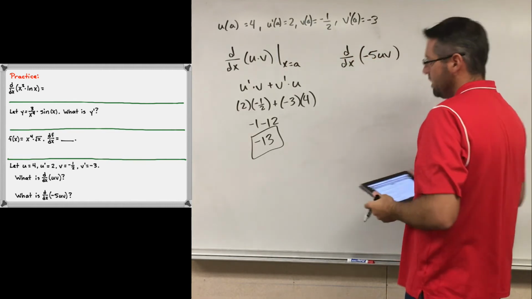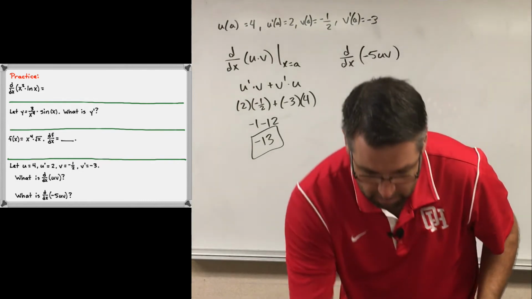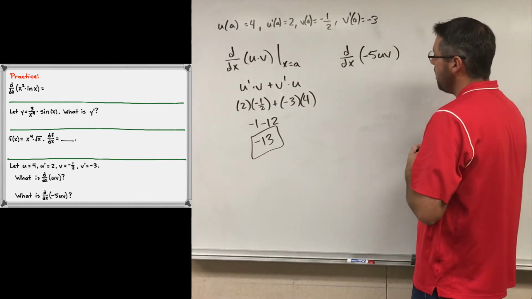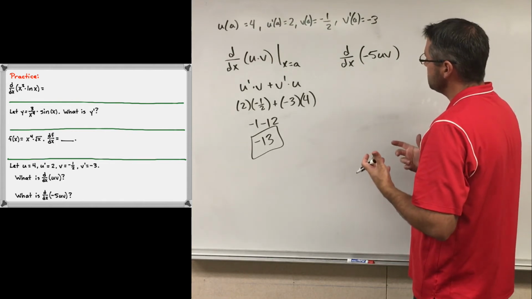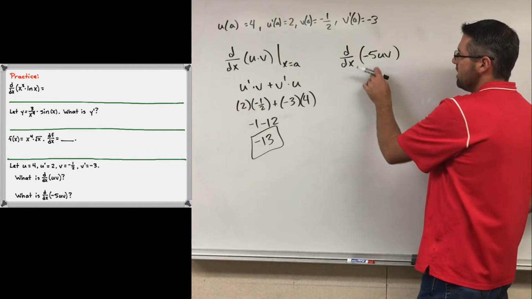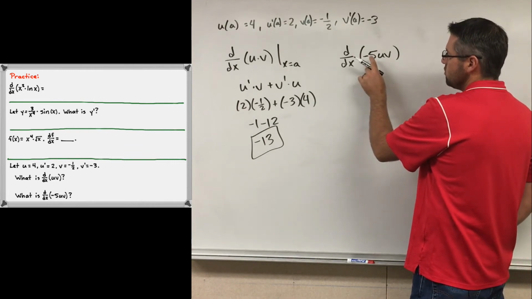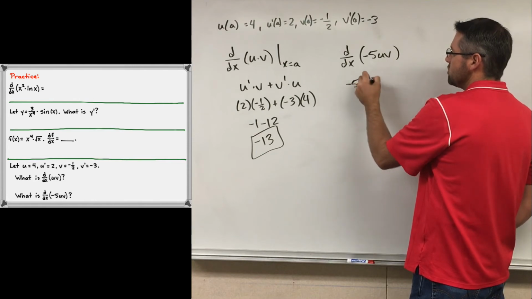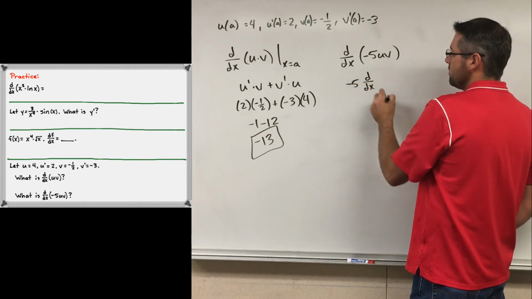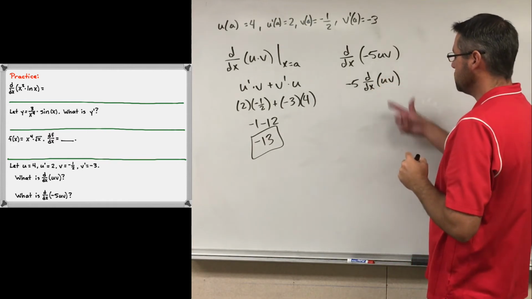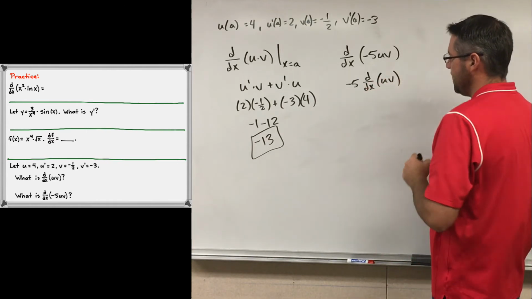Okay, negative 5 uv. Now we can apply a bunch of different rules to this. We can try and manipulate it however we want. But the one thing I want to know is this is a constant multiple. This is going to be the most efficient way to go about this. This is a constant multiple. So remember, when we have a constant multiple, we take it out, then we determine the derivative of the leftover, and then once we've determined that derivative, we multiply it by the negative 5.